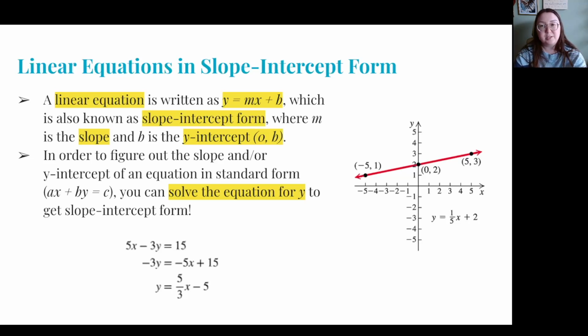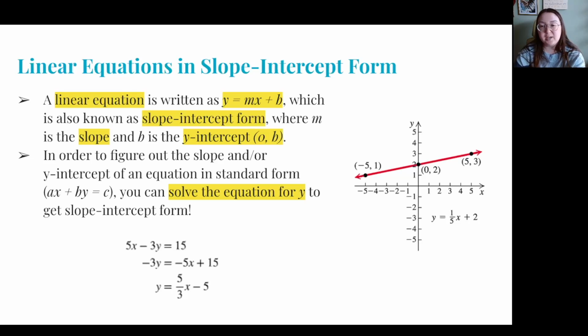to get slope-intercept form. So if you have a standard equation like, let's say, 5x minus 3y equals 15, that's standard form. We can turn this into slope-intercept form by solving for y. So we'll get rid of the 5x from the left by subtracting 5x from both sides. Once we do that, we'll still be left with negative 3y, but then we have negative 5x on the right now plus 15. Then we want to get rid of our negative 3 in front of our y. We want y to be by itself, so we'll divide everything by negative 3.